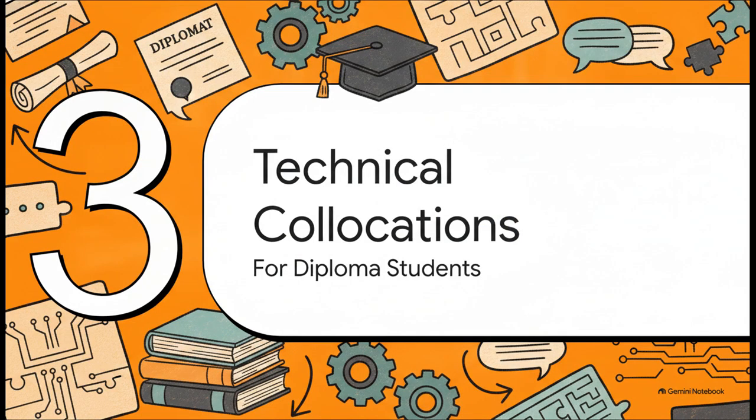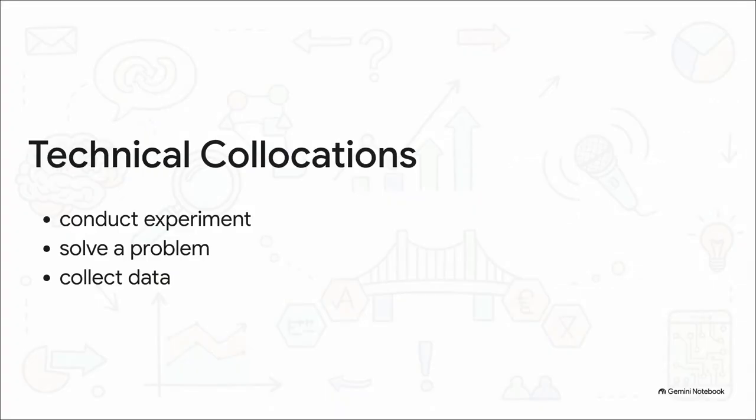Moving on to section 3, technical English collocations. This one is super important for our diploma students. Now you might be wondering, why does all this matter for my academic success? Well, technical English heavily relies on standard repeated phrases. Things like conduct an experiment, solve a problem, operate a machine, prepare a report, and collect data.